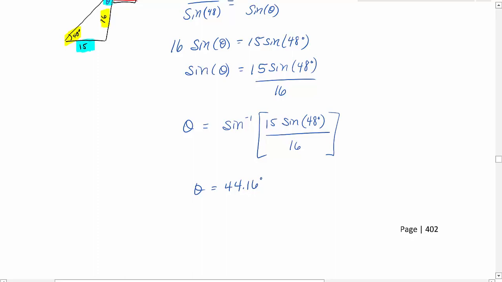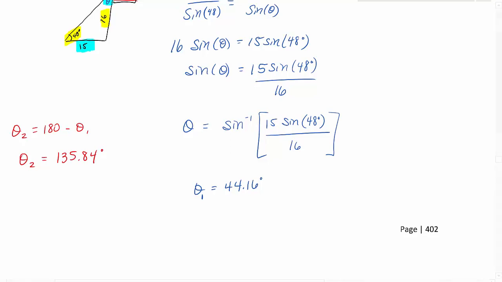To get our second triangle, or our second theta, theta 2 is going to be 180 degrees minus theta 1. So theta 2 is going to be 135.84 degrees.